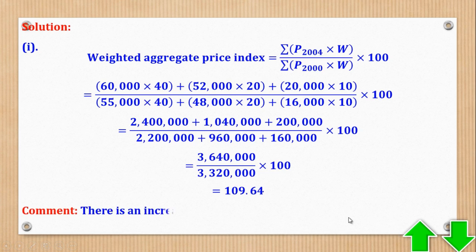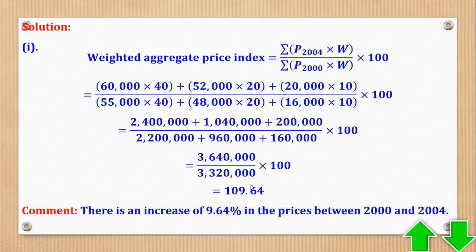But they told you to comment, so commenting the difference between this and 100 is just 9.64. Therefore, we shall say there is an increase of 9.64% in the prices between 2000, which is the base year, and 2004, which is the current year.